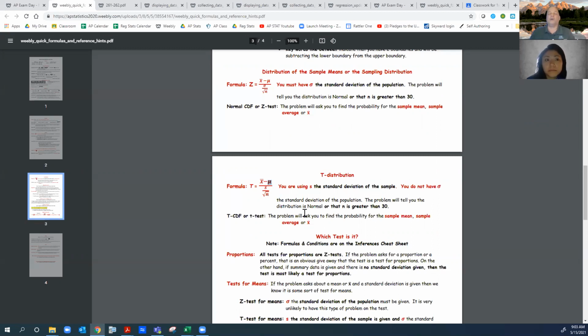And then, of course, when we're doing hypothesis testing, if they don't tell me that, then I have to graph the data to check for normality. So the difference between the z and the t is that here I'm using the standard deviation of the population, and here I'm using the standard deviation of the sample.